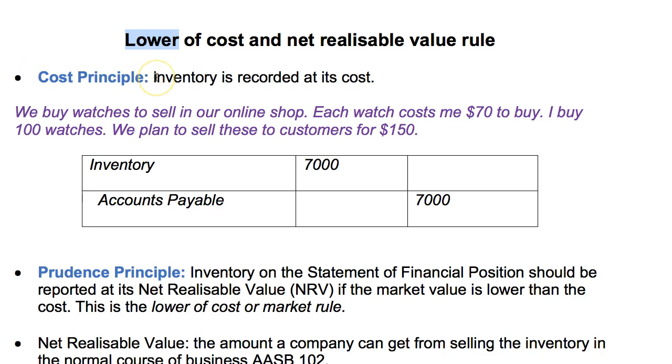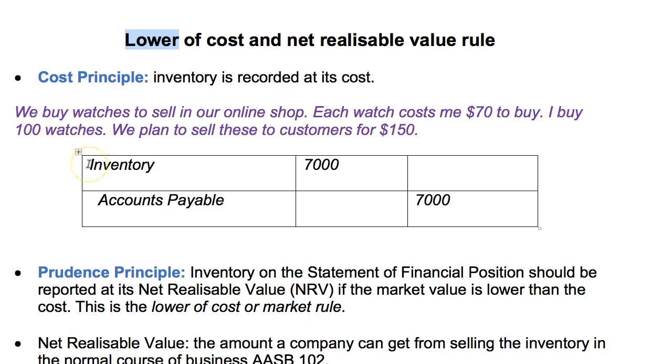The cost principle we looked at in our first week of accounting. And the cost principle relates to recording assets. And we said all assets should be reported at the price you paid for those assets. So that includes inventory. So as an example here, we buy watches to sell in our online shop. Each watch costs $70 to buy, and you buy 100 watches. You're planning to sell these watches to customers for $150.